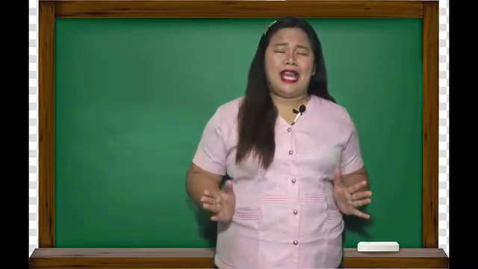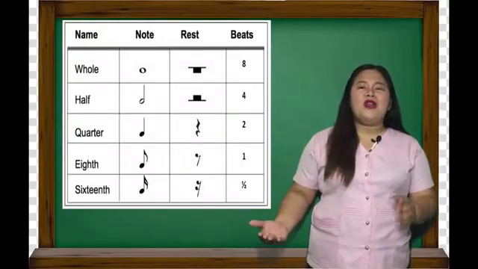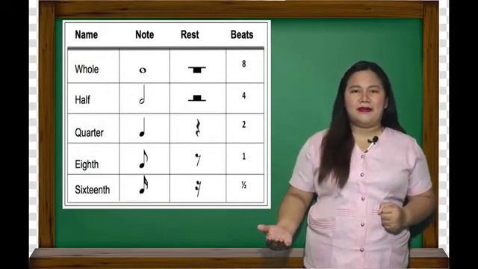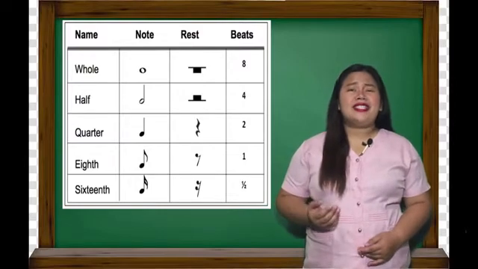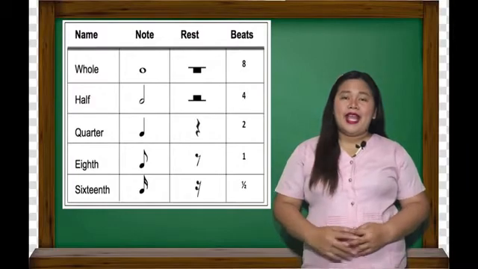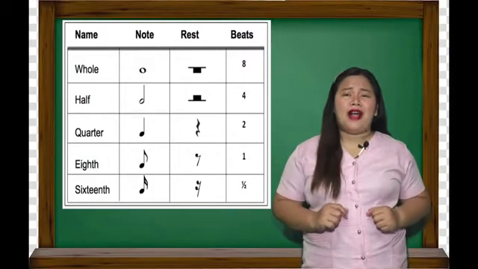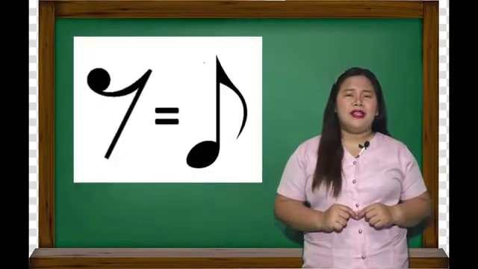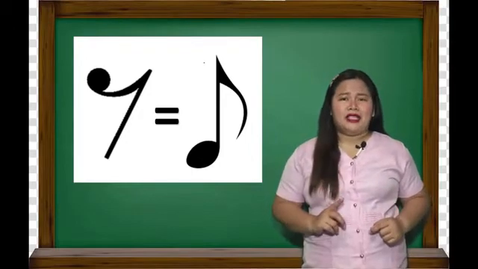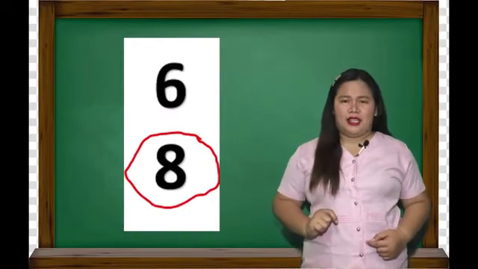Now we will go back again to the value of the notes. This illustration shows the number of beats in each note and rest. What note or rest receives 1 beat? In this table, you will notice that there are changes in the value of the notes and rests. The 8th note or rest will now receive 1 beat. And that's the meaning of the lower number 8 in the 6/8 time signature.